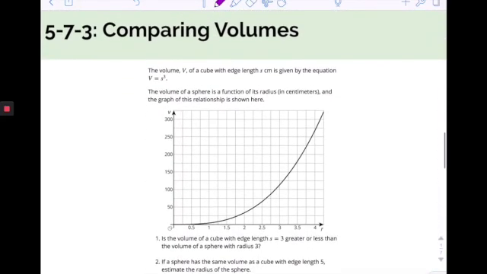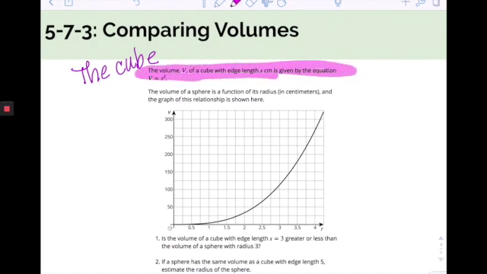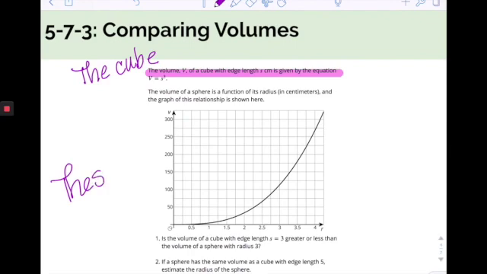Okay, we're going to compare some volumes. The volume of the cube with edge length s centimeters is given by the equation V equals s cubed. This is the cube here. And the volume of the sphere is here. The sphere. So you're going to use these two different representations to answer the questions.